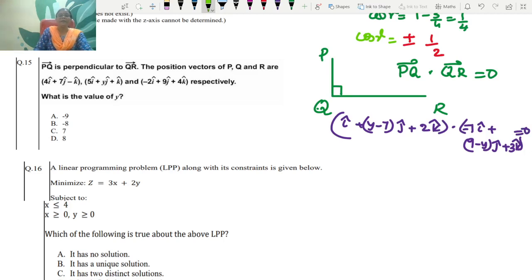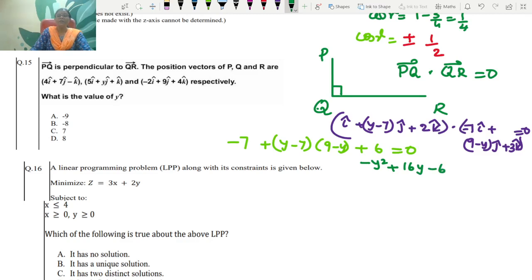So what do we have? For i, that is minus 7, then we have plus y minus 7 times 9 minus y, plus 6. This is equal to 0. So you have to solve this equation. This will come out to be a quadratic equation, isn't it? Minus y square plus 9y plus 7y will come out to be plus 16y, minus 63, and that is minus 64, equal to 0. So solve this and you get the value of y.